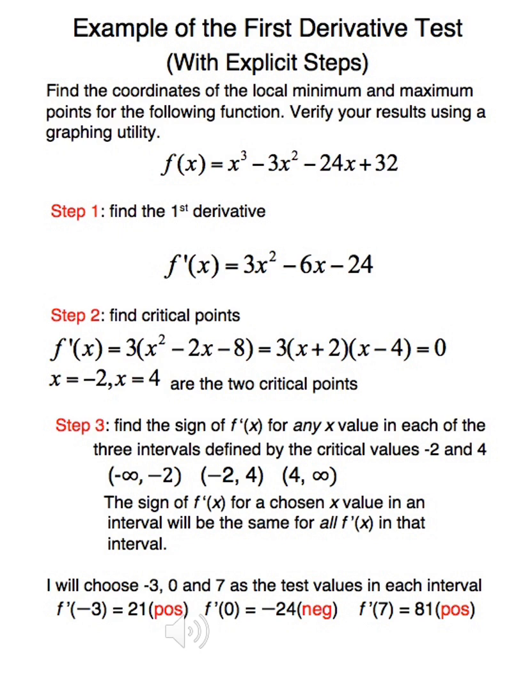And when we're all done, we'll also verify the results with the graphing utility. Sometimes it's the old expression, seeing is believing. It's always good to verify it by graphing it, and it helps you get a better feel for what's going on. So here's our function: f of x equals x cubed minus 3x squared minus 24x plus 32. The first thing we want to do is find the first derivative. We differentiate the function, and we have 3x squared minus 6x minus 24. That's step one: find the first derivative.